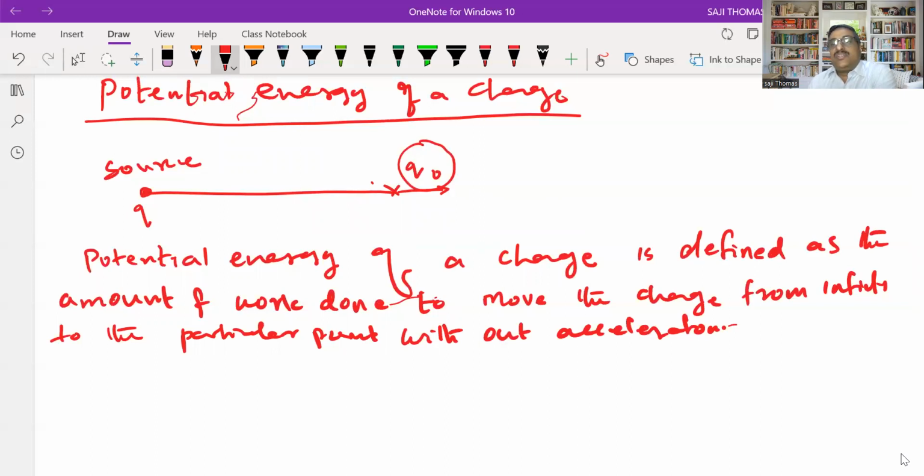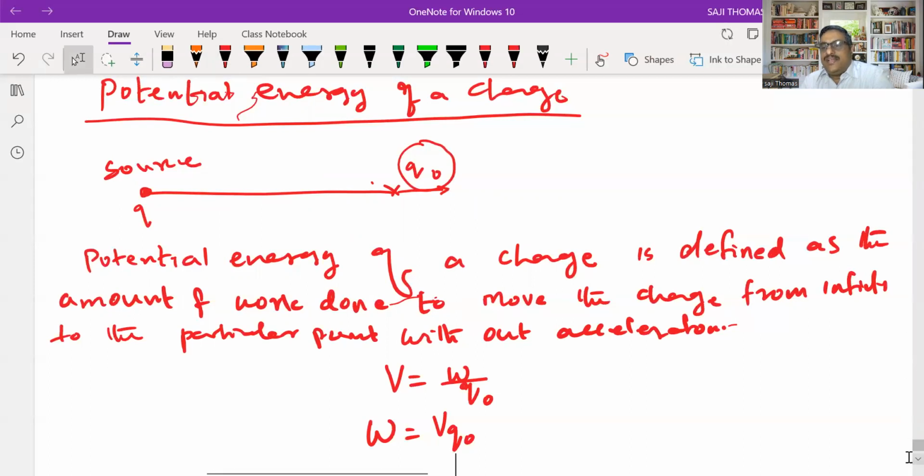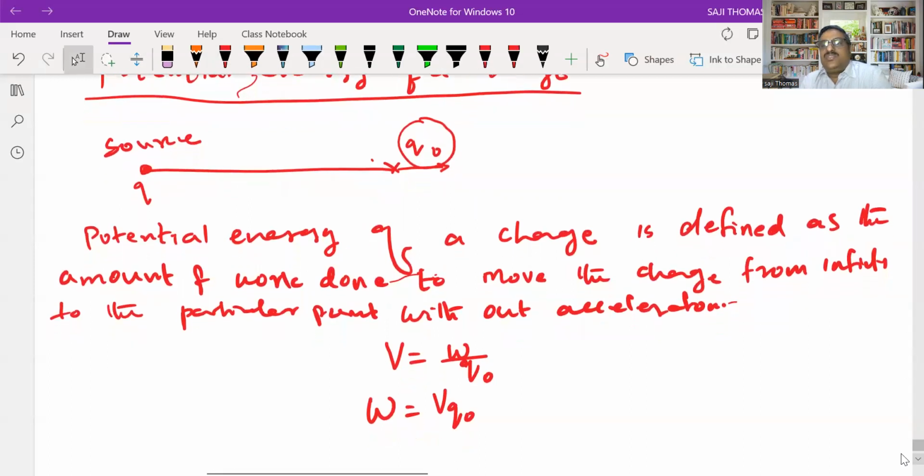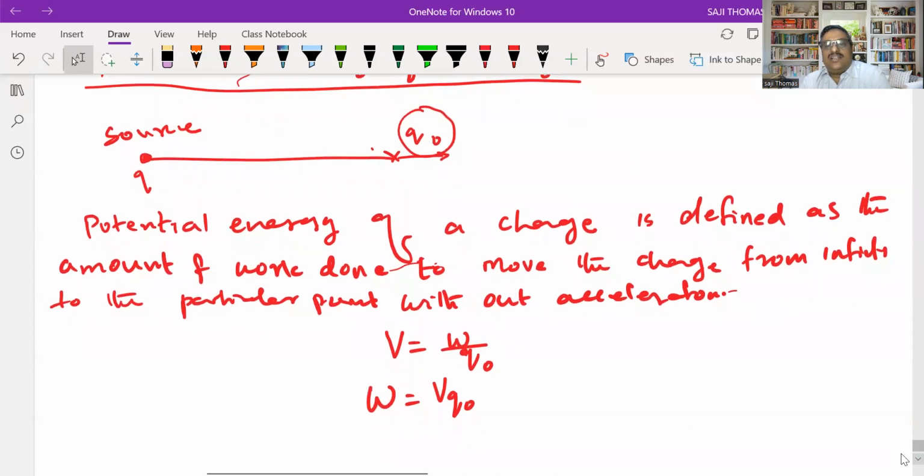And we learned the equation for potential. What was the equation for potential? V is equal to W by Q0. Q0 is the test charge. So the work done, W equals V into Q0. This is the potential energy of the charge. W equals VQ0. This work done is stored in the charge as its potential energy.